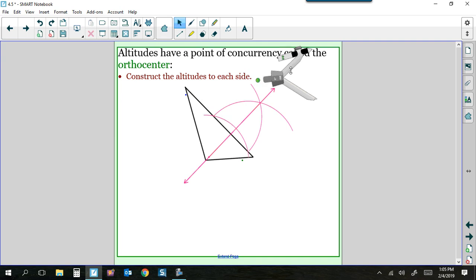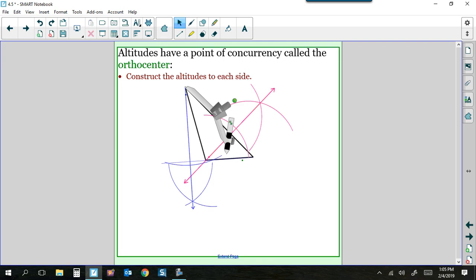The problem is if I come up here to the top and I do the same process, I'm going to open my compass out just beyond the opposite side. If I were to swing my compass around, you can see that I cannot create 2 intersections. So when this happens, anytime this happens with any sort of construction, you need to extend the side to create the second intersection. So when you do this, you end up getting something that looks like this.